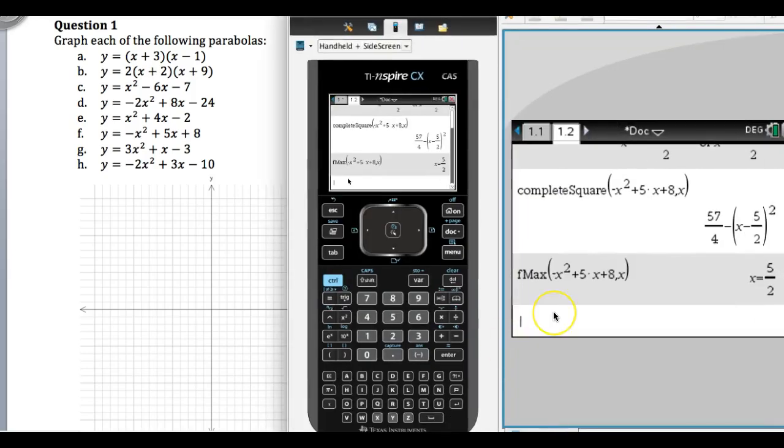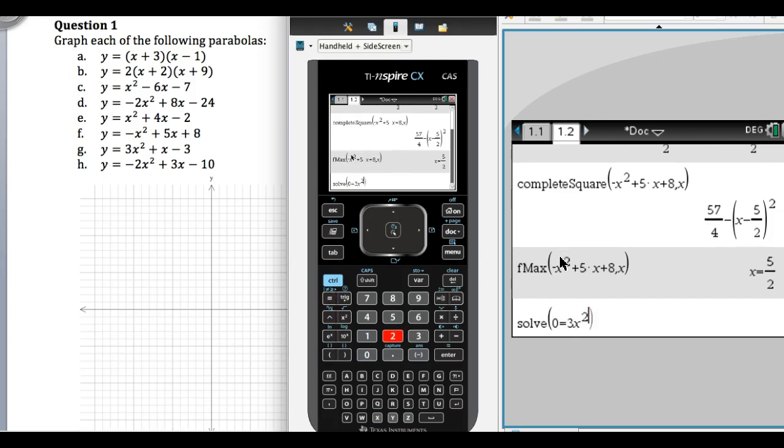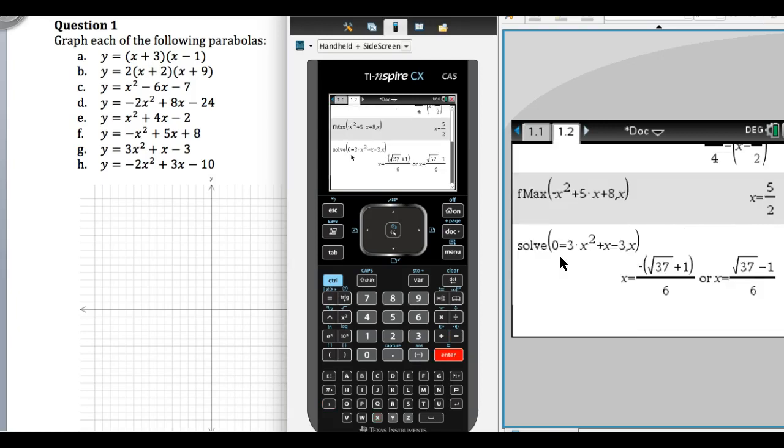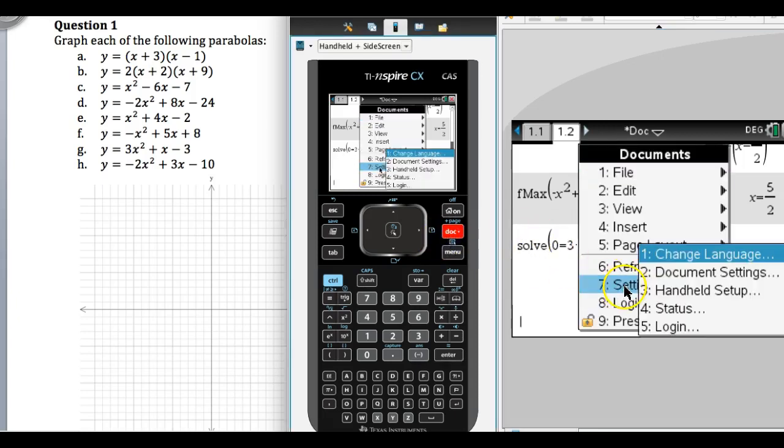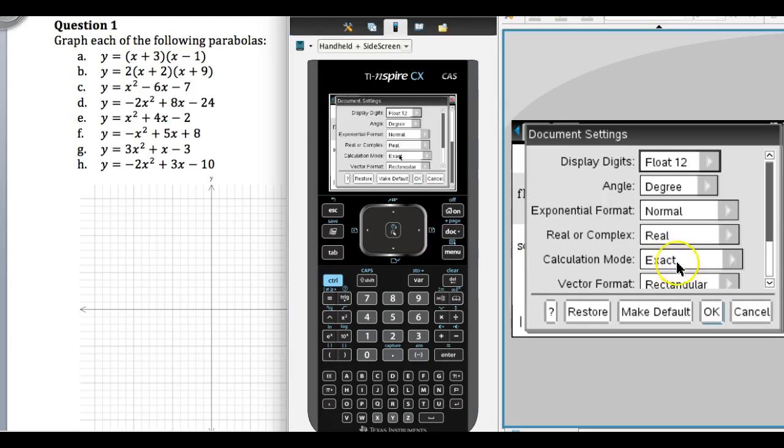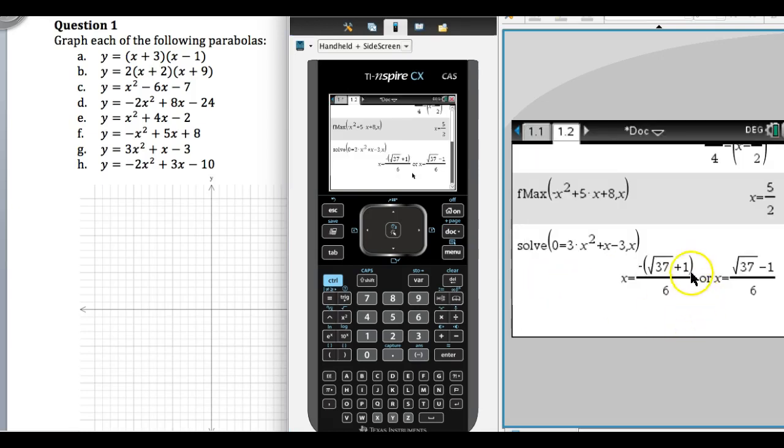I'm sorry. So you can obviously do it on your calculator. You can obviously do it by hand, and then you can check on your calculator. So I'm just going to type it in so you can actually see the answers. -3, comma x. And my calculator, oh, look at it. There we go. It's got a 37. My calculator's in exact mode. So if you're not getting surds, you just need to go to Document Settings and change it to exact here. Okay, so you'll get that.